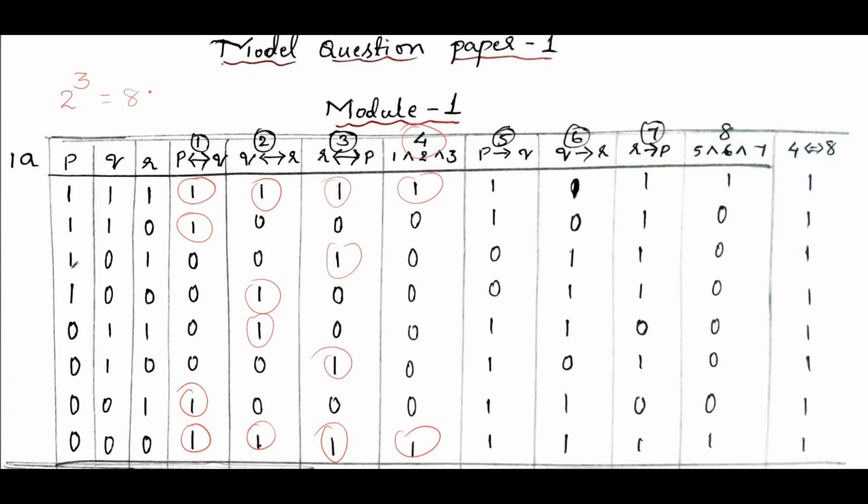That is what I have done here. If P is true and Q is false, then P implies Q is false. Wherever I observe P is true and Q is false, I have put false. The rest of the cases are true. I have done that part.